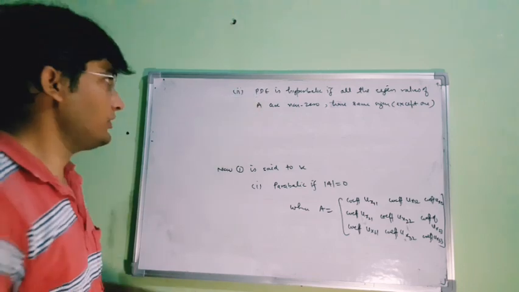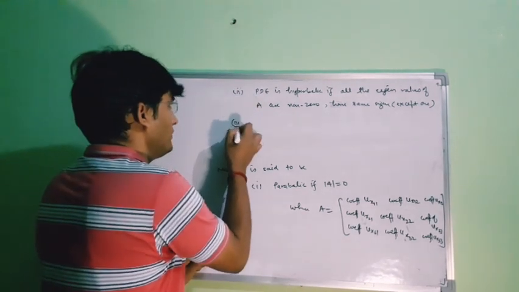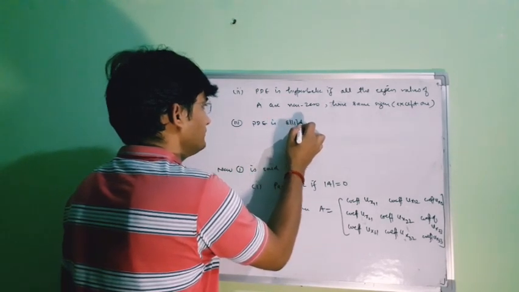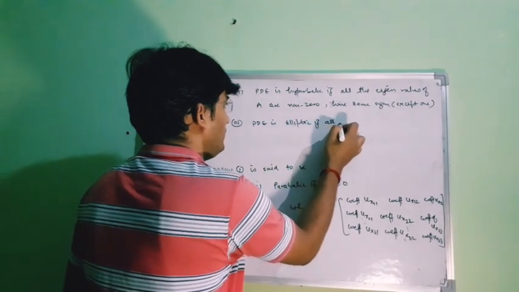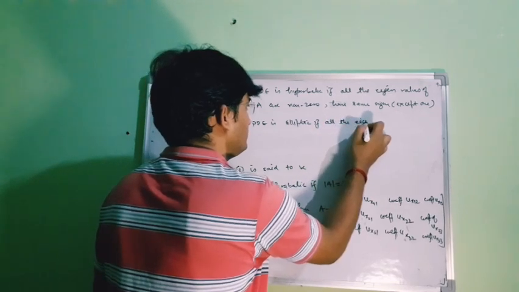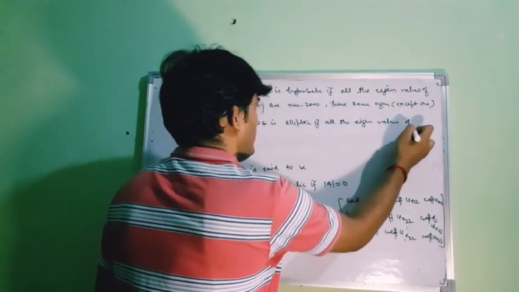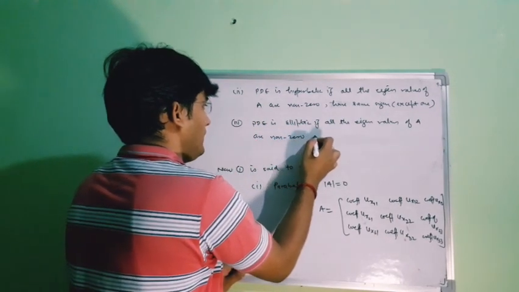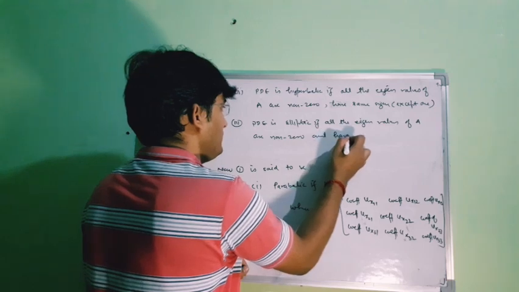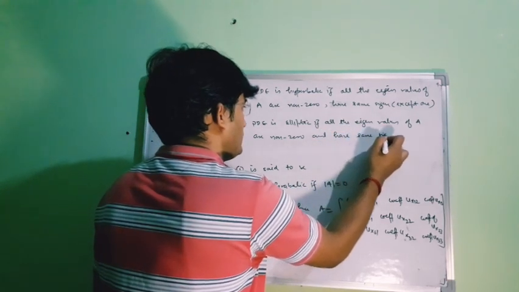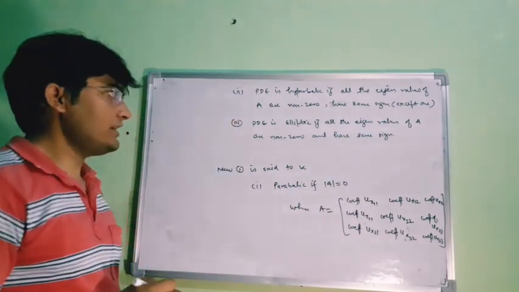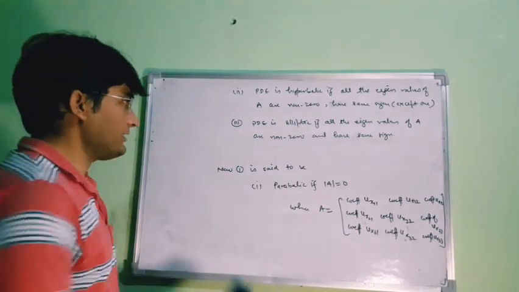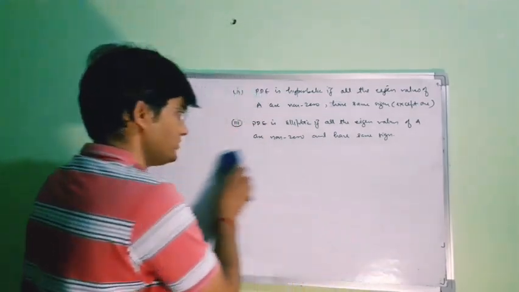Now a PDE is said to be elliptic if all the eigenvalues of A are non-zero and have the same sign. So if all the eigenvalues have the same sign and are non-zero, then this partial differential equation is said to be elliptic. Now let us solve questions.